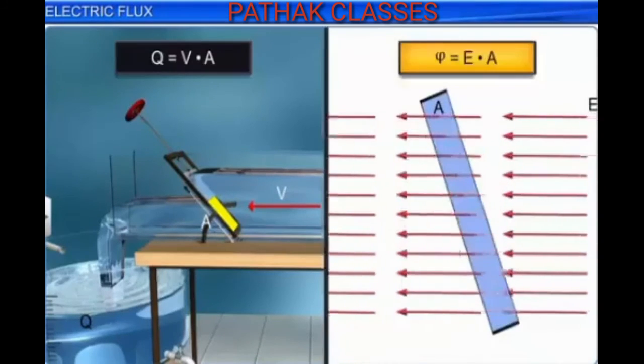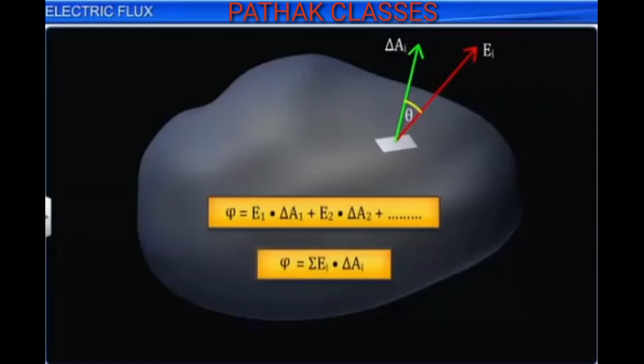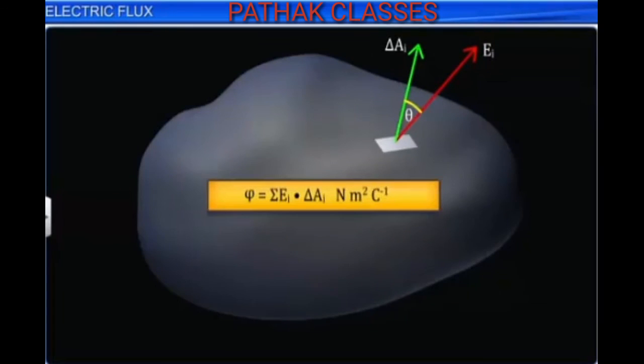We can now extend this equation to curved surfaces with electric field of different magnitudes and directions at different parts of a given surface. The SI unit for electric flux is Newton meter square per coulomb.